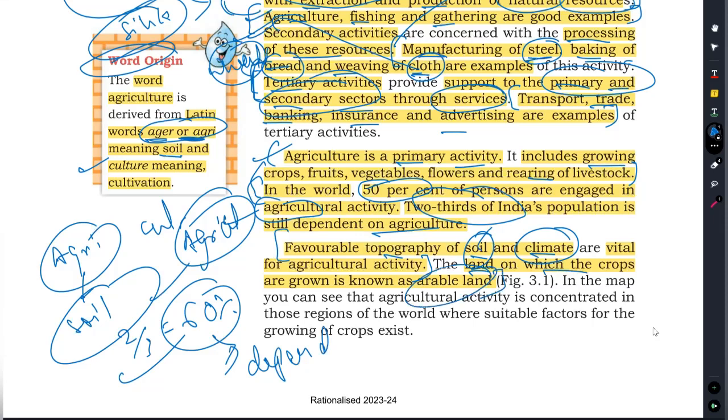There are two types of land. One is arable, another one is non-arable. Arable land is the land which is very suitable for production of agricultural crops. The land on which crops are grown is known as arable land.